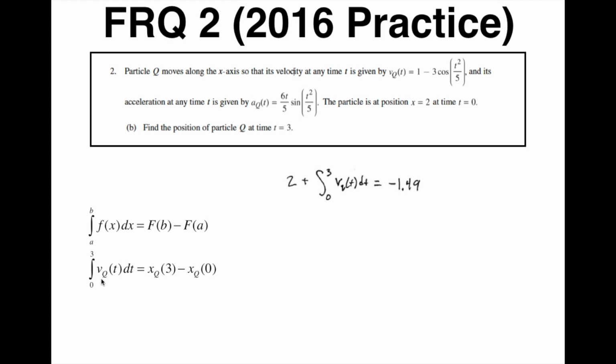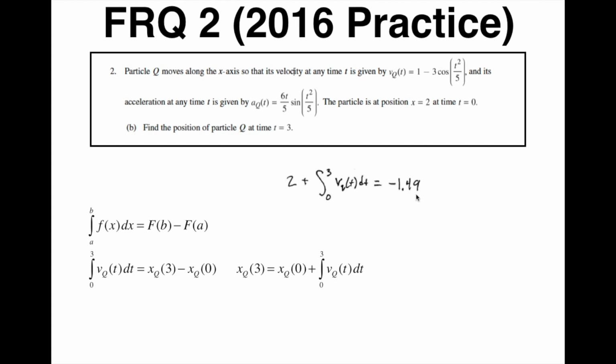So here instead of f we have v. When we integrate a velocity we get a position function, so x sub q of 3 minus x sub q of 0. From here, if I add x sub q of 0 on both sides, I get x sub q of 3 equals this. And this is what that student wrote. I aligned it. X sub q of 0 is 2, and then this here using the calculator can be found right away, and the answer is negative 1.49.